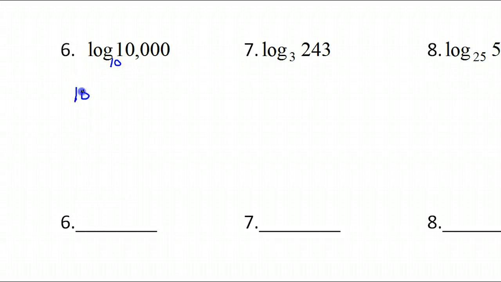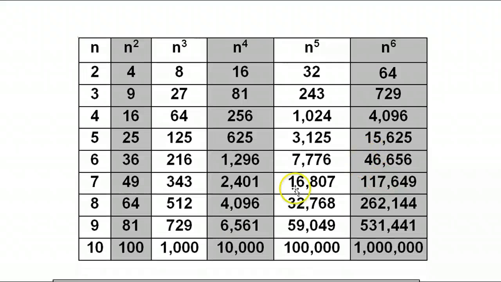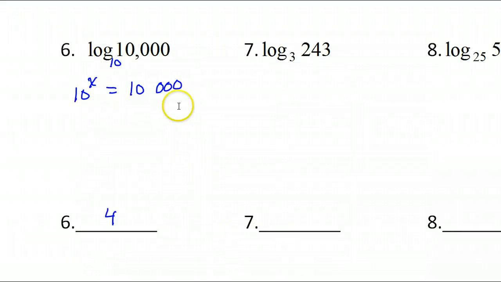So once again, you ask yourself, 10 to the what power is equal to 10,000? Well, count those zeros, right? This is 10 to the 4th power, so the answer will simply be 4. If you forget about the zeros thing, you can always use the chart. 10 to the 4th power, that's 10,000.